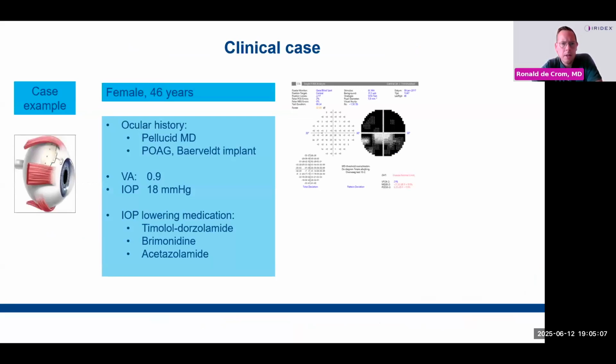Here I've got a clinical case, a female patient of 46 years old with pellucid marginal disease, open angle glaucoma, and already a glaucoma implant, a good visual acuity, and you can see the visual field to the right, and an intraocular pressure of 80 millimeters mercury, with, you can see it also on the slide, a lot of glaucoma medication.